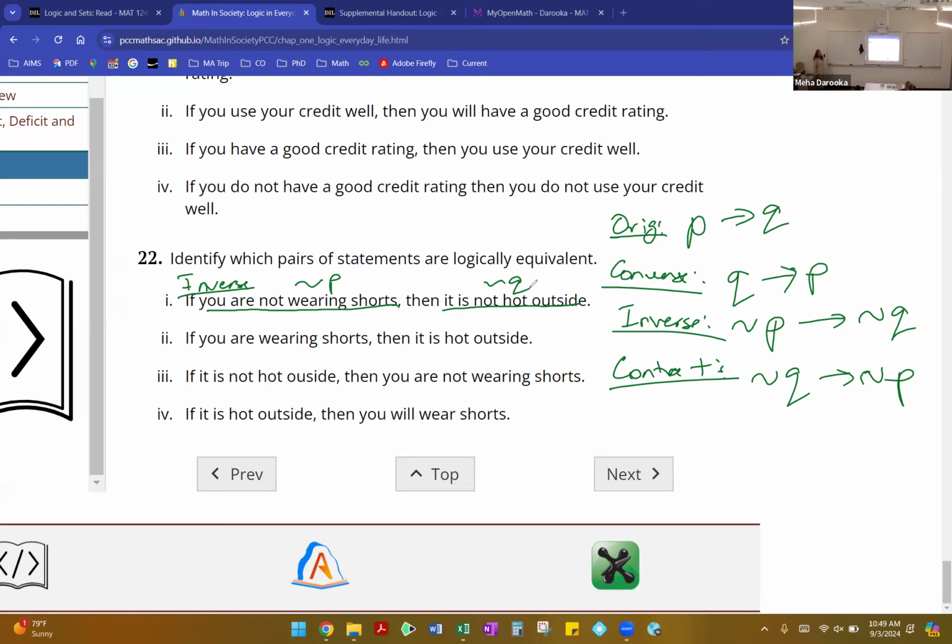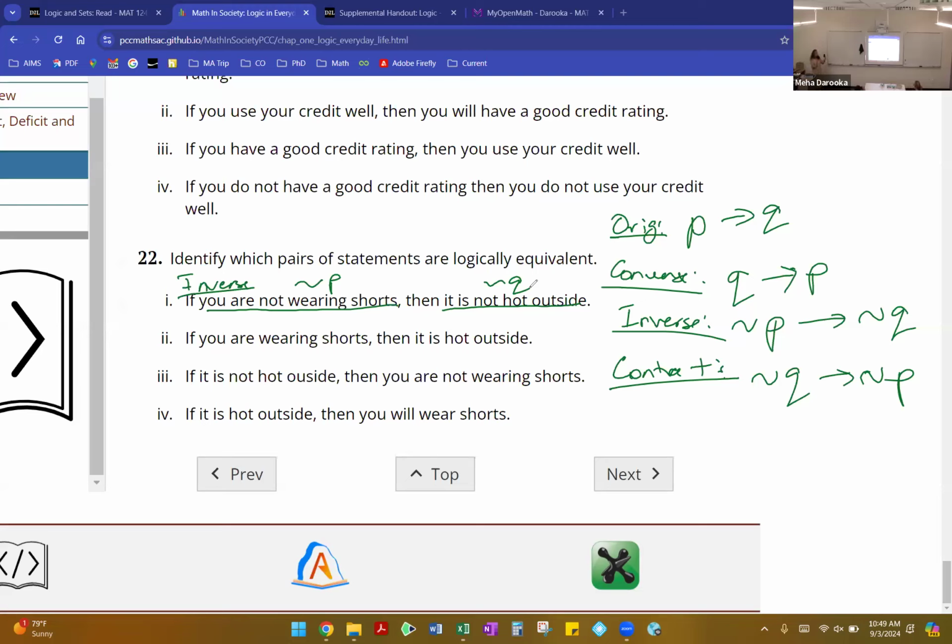If it's not hot outside, or, I don't know, actually, I might... Take your time, it's okay. Number 2. Remember, converse has to be where we bring Q in the front and P in the back, and there are no negations on the converse. So there cannot be nots in there, right? Which one would be the converse in this case?